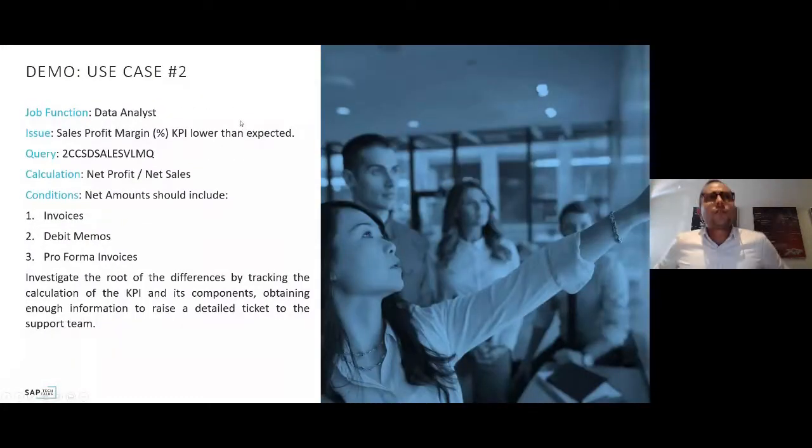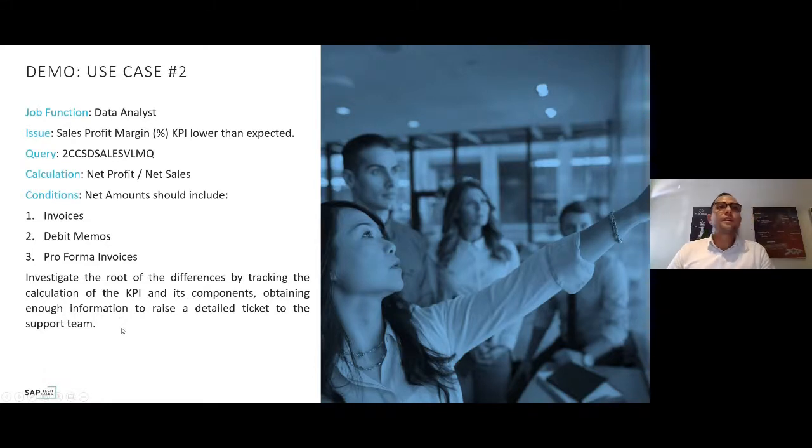So in this case, you're a data analyst. Now there's a bit of an issue. You have a sales profit margin percentage KPI, which is showing lower than expected. You already got information on the query. The query is this one. And the calculation is provided for you: net profits divided by net sales. And the net amounts of the profits and the sales should include invoices, debit memos, and pro forma invoices.